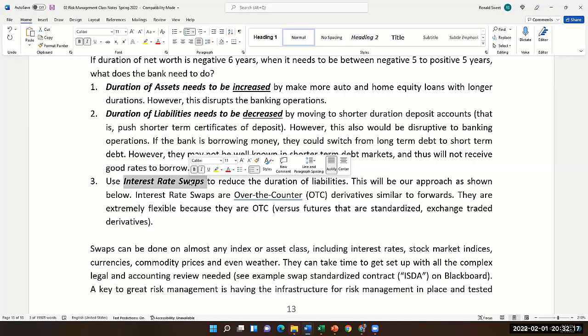Swaps are over the counter. And by over the counter, what that means is you're dealing with a sophisticated buyer and seller. And because it's not an organized exchange, it means you're picking up that counterparty risk.